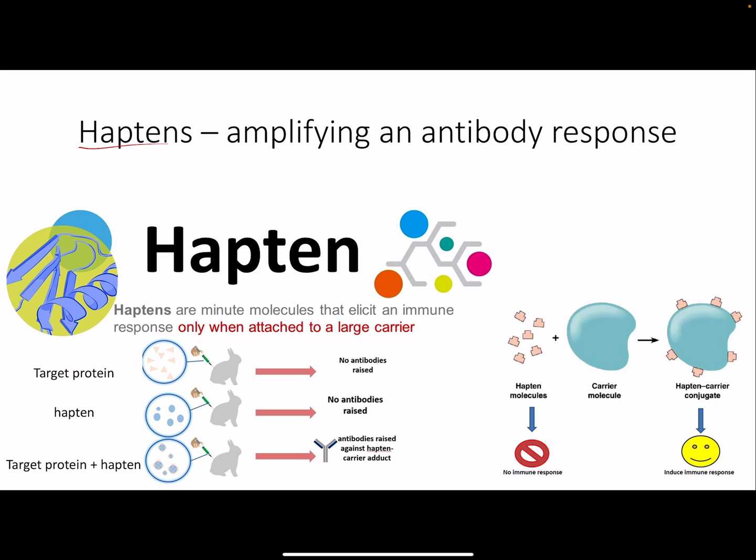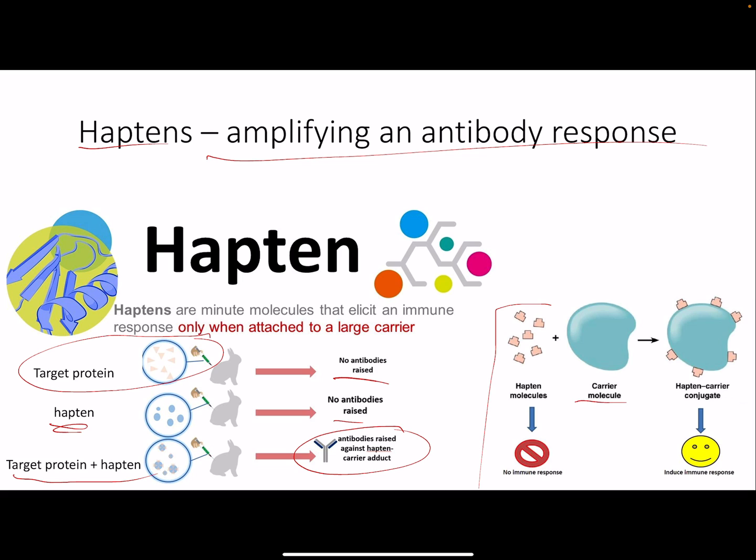Hapten is just a term you need to know. This amplifies an antibody response. So in this thing, we have the protein that we actually want. We inject it into a rabbit. No antibodies. An antibody might be able to bind, but somehow it just doesn't piss off the immune system enough. This one, maybe it pisses off the immune system, but it doesn't have the antibodies that bind to it. So you put them together, you conjugate them, and now we get our antibody. Again, this is kind of the same thing. Hapten, nothing. Carrier, maybe not so much, but if you put them together, great, you get a good immune response.